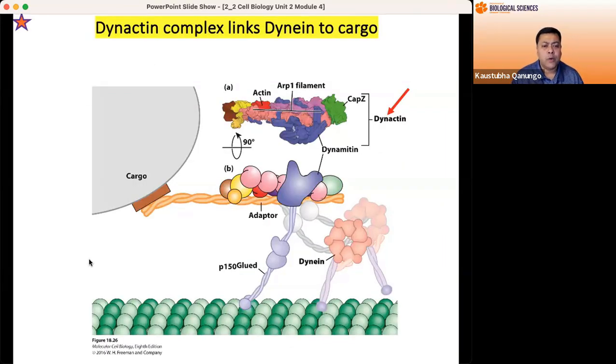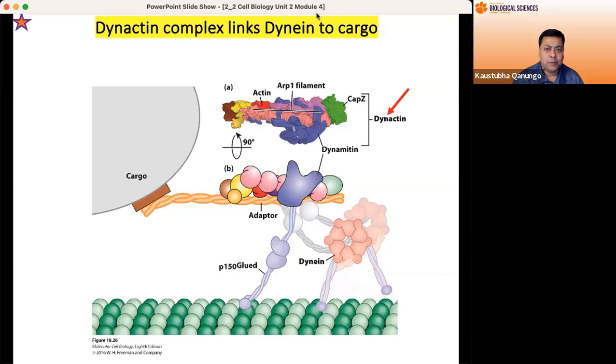All right, so here you are looking at this whole structure. You do not have to memorize that, but this is the whole thing, the cargo, and we call this entire structure, which contains actin. Now you have the ARP1 filament, capping protein, so even actin is associated with that. And then there is a protein called dynamitin, and this whole thing is known as dynactin.